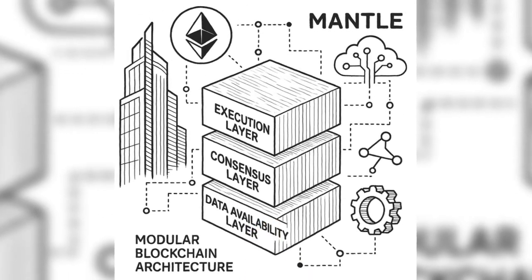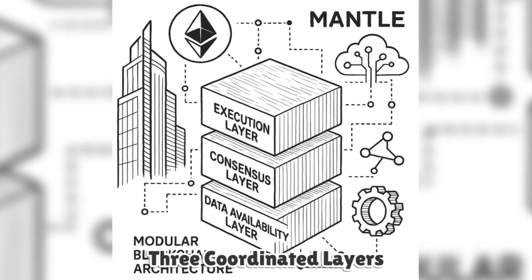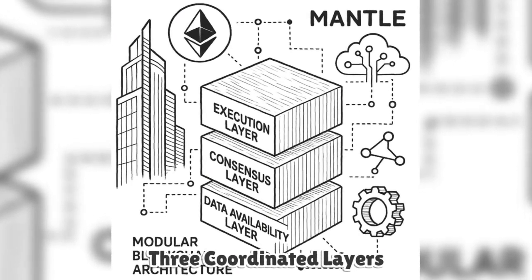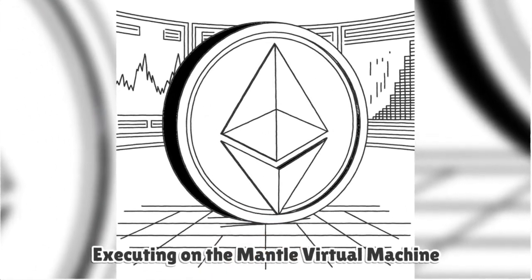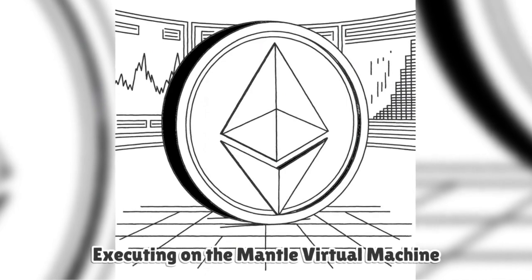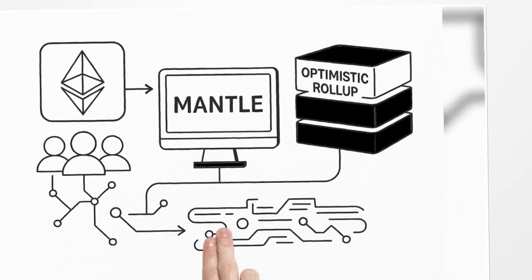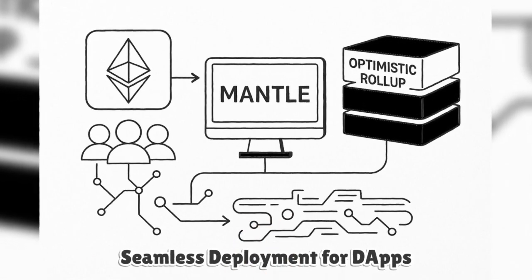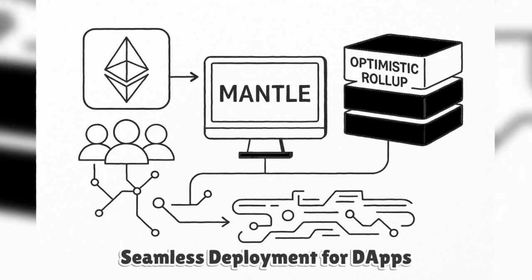The Mantle design can be visualized as three coordinated layers: the execution layer, the consensus or settlement layer, and the data availability layer. The execution layer runs the Mantle virtual machine, an optimized environment fully compatible with the Ethereum virtual machine, EVM. This means that any Solidity smart contract or Ethereum-based decentralized application can deploy on Mantle without modification.